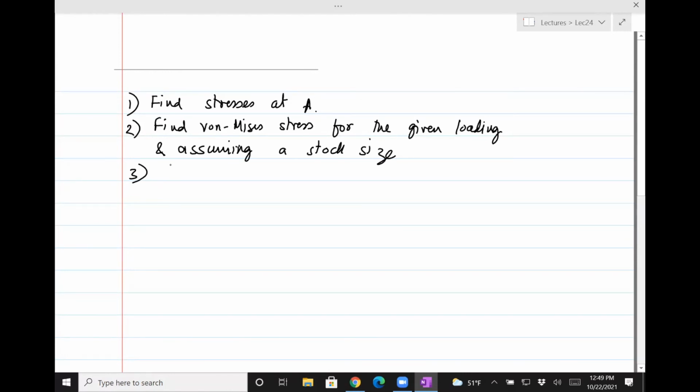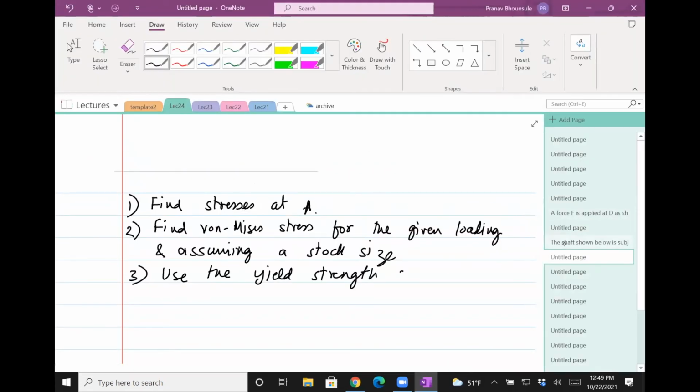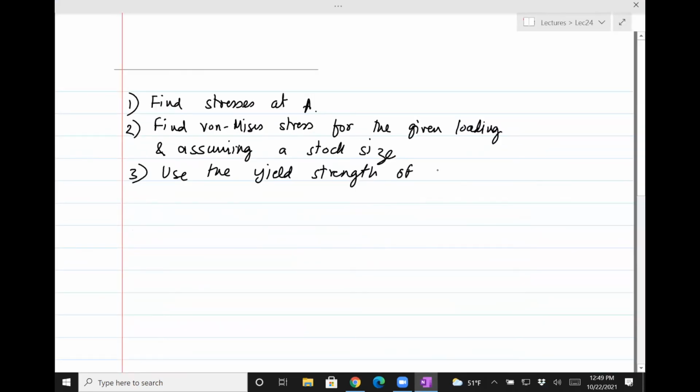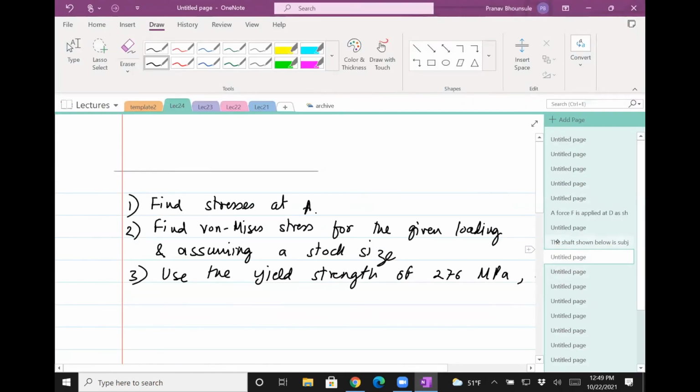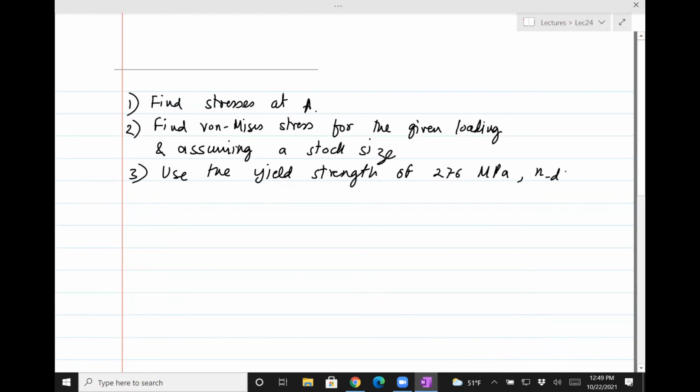Then the final step is to use the yield strength of 276 MPa. There's a design factor which is, I think, 4. Yeah. So use the yield strength and the design factor of 4 to pick a stock size.